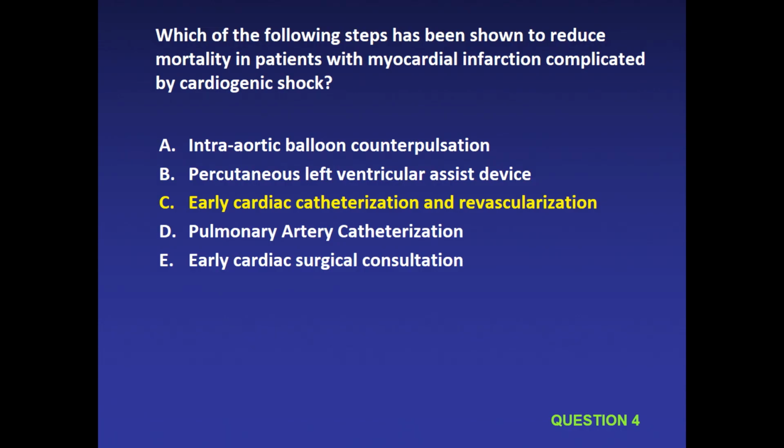This is the data from the SHOCK trial that I showed you. Be mindful of the fact that mechanical circulatory support, while important in hemodynamic stabilization, either with a balloon pump or a percutaneous LVAD, has not been associated with improvements in mortality at 30 days, nor has routine use of pulmonary artery catheterization or early cardiac surgical consultation, though both may be helpful in selected patients with cardiogenic shock. The answer here is C.